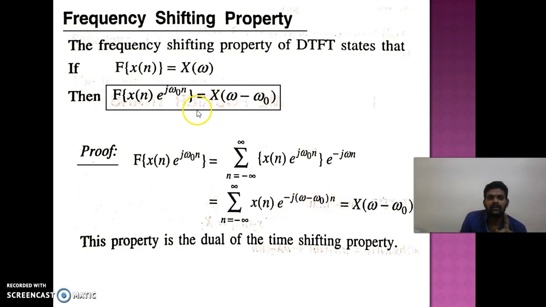Now compare the standard formula with this notation. So x of n, there x of n, instead of e power j omega we are having omega, instead of omega n we are having omega minus omega naught. So it is the DTFT X of omega minus omega naught. Compare it with the standard formula. So it is X of omega minus omega naught. Hence the property is true.